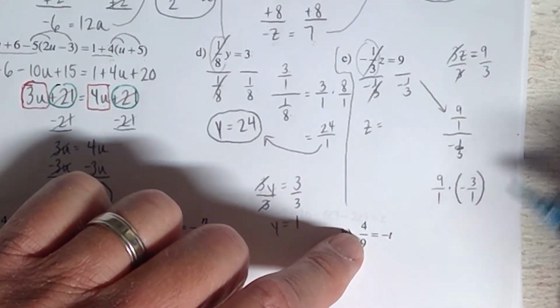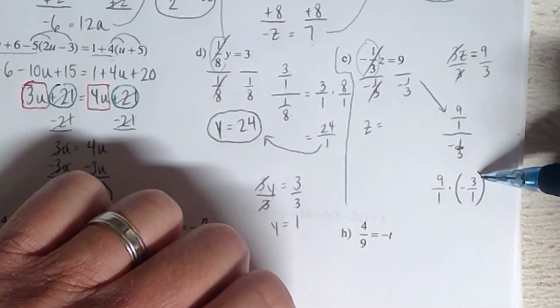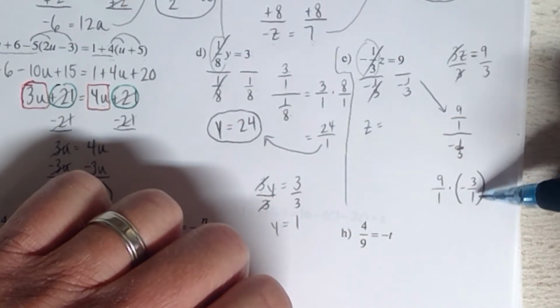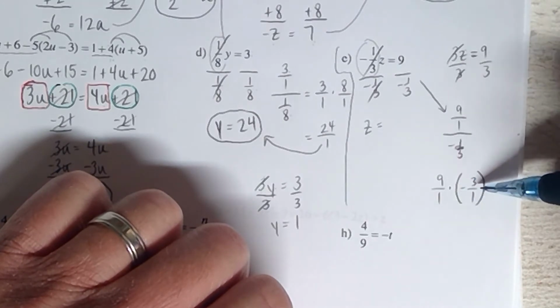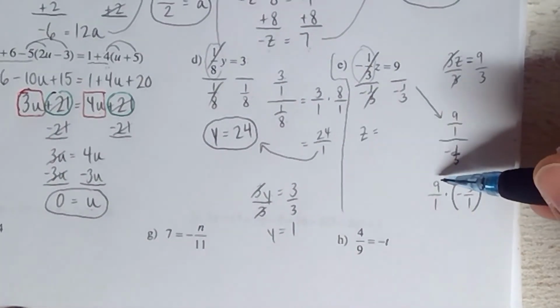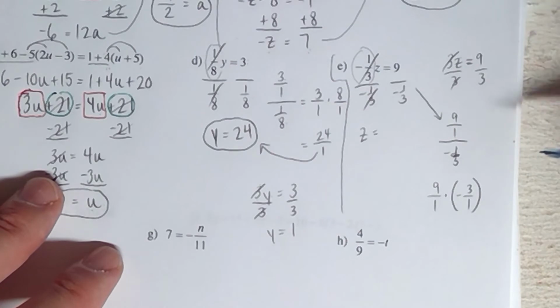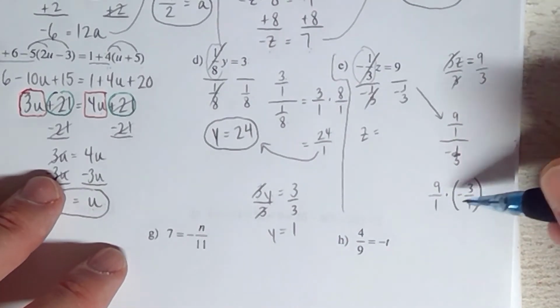And then isn't this equal to negative 27? 9 times negative 3. We know that that's all that this is. The ones don't change that. It's just 9 times negative 3 is equal to negative 27. There's nothing to cancel here. Just multiply the top and the bottom.